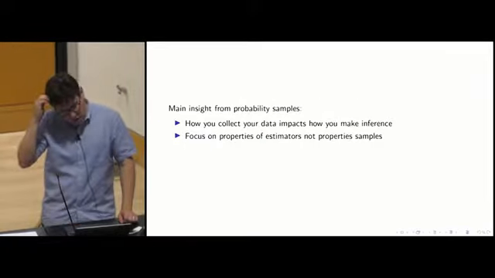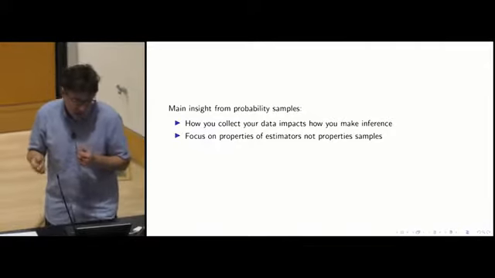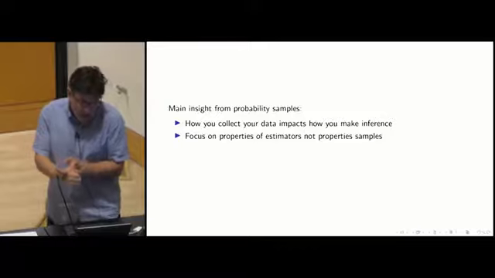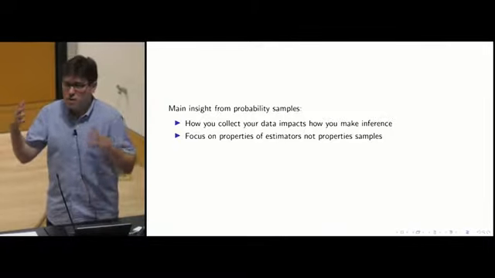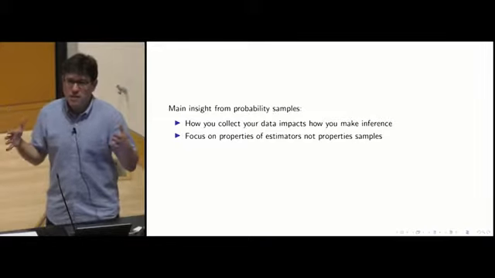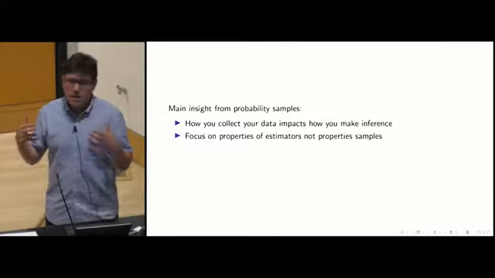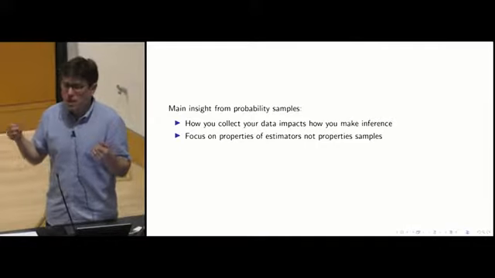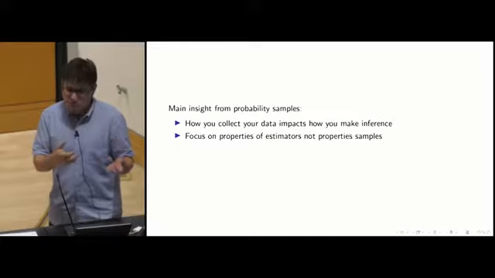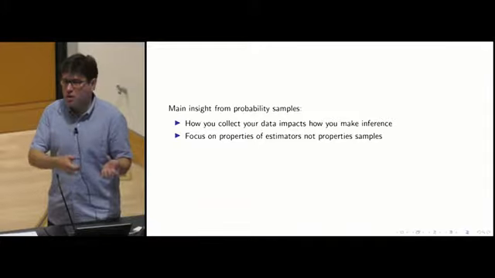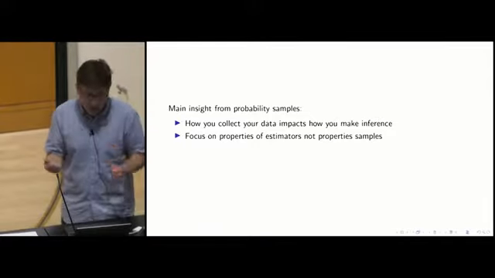So to summarize what I think are the main ideas from probability sampling: first, how you collect your data impacts how you make inference. Whenever someone says, here's the data I have, can you analyze it? I say, well, how is this data collected? Understanding the probability that people will be included in the data that you have is key for understanding how you can undo any biases that exist in how those people came in.